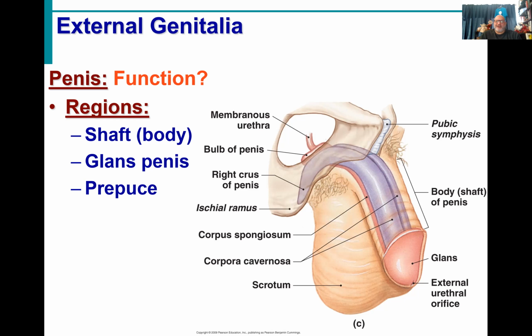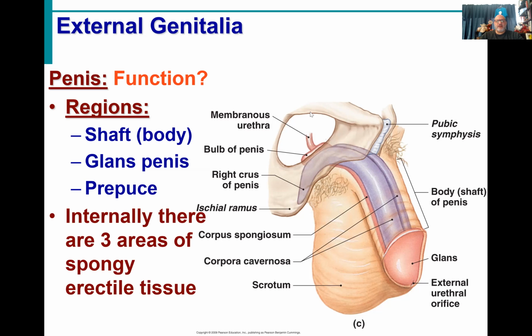And of course, what do we commonly refer to the prepuce as? Foreskin. Right, it's the foreskin, absolutely. For religious, for medical, for cultural reasons, the prepuce is often removed in a process called circumcision. Circumcision. There you go, excellent. Perfect. So we have that anatomy there.